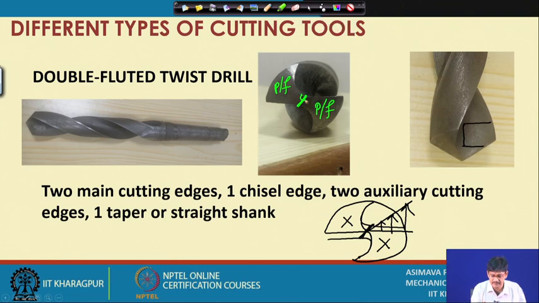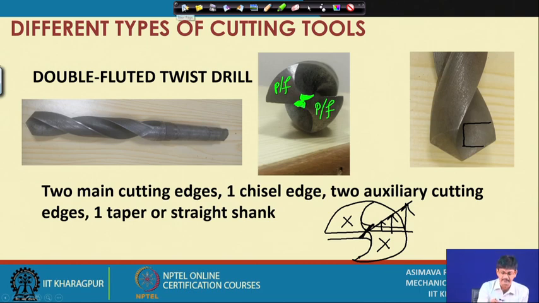We reduce the chisel edge by grinding off this material, that is, this is gone, so that you have a sort of point here. So, if you modify the chisel edge, the thrust forces will come down, but there will be additional money spent in order to grind the tip and thus modify it.